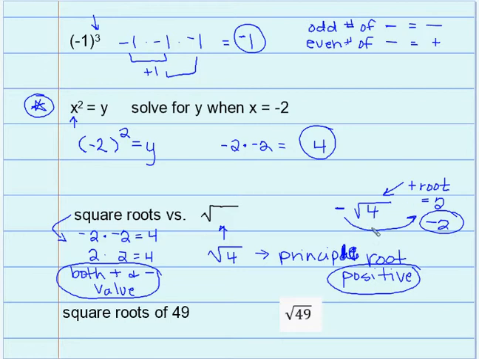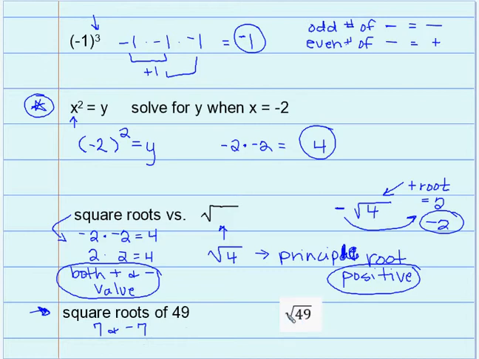And I hope that makes sense. And if it doesn't, please ask for clarification. So if the problem says the square roots of 49, that's where you need to put 7 and -7. You need both of them. I can multiply 7 times 7 and get 49, or I can multiply -7 times -7 to get 49.